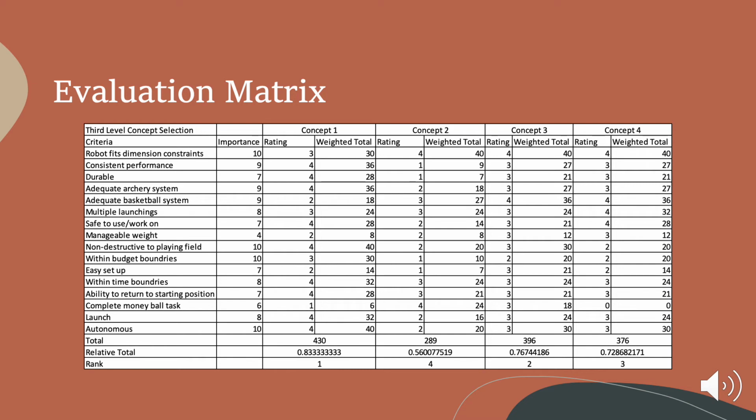We then put each of the concepts into an evaluation matrix and compared them against some customer needs. The most important ones being that the robot fits the dimension constraints, non-destructive, within the budget bounds, and is autonomous. And we found that concept 1 would best fit our needs.